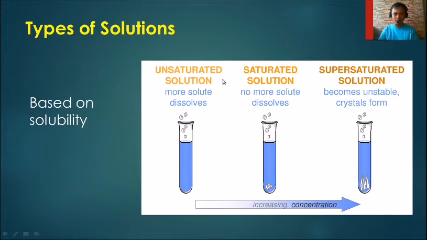We have the unsaturated solution. Here, it has not yet reached the maximum amount of solute needed, so more solute can still be dissolved. In a saturated solution, it has reached the maximum amount of solute, so there will be no more solute that is going to dissolve. The succeeding solute will just stay the same and will not dissolve. Then, a supersaturated solution becomes unstable and at the same time forms crystals. The undissolved solute just piles up. And as the saturation of the solution increases, its concentration level also increases.